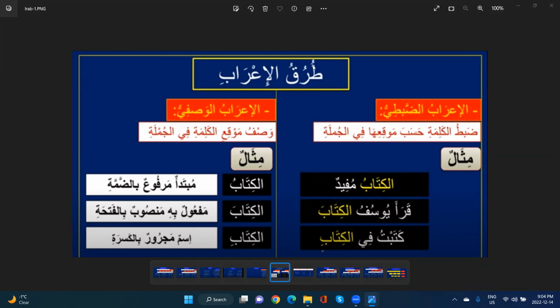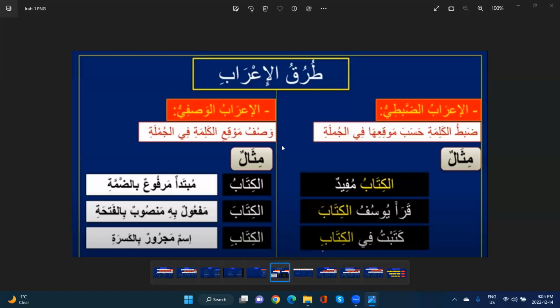The heading is Turuq al-I'rab, meaning how to determine the I'rab in the Arabic language. They have divided it into two categories: I'rab Dabti and I'rab Wasfi. What is wasf? A quality, like Tawsif, as in Murakkab Tawsifi: the Mawsuf and the Sifa. One way to identify the I'rab is by looking at where the I'rab is happening in the word, or where in the sentence, what is the quality of that noun.